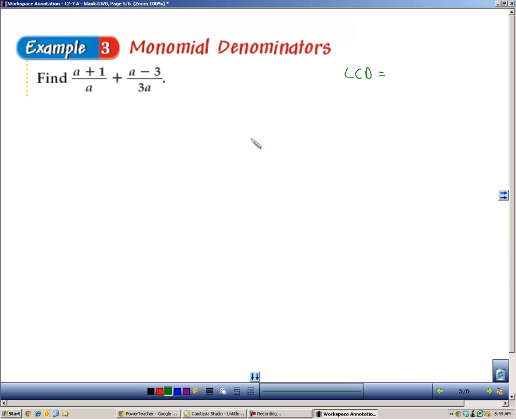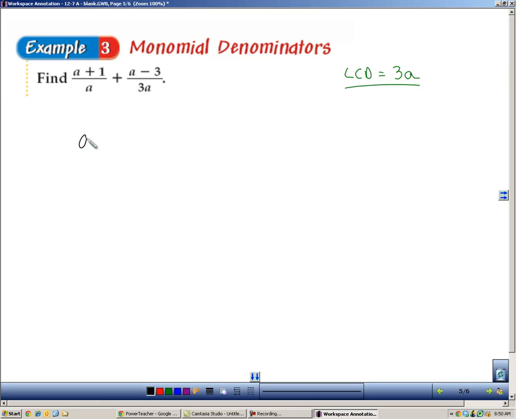The least common denominator, because these already have factors. The factor here is an a, and the factor here is a 3a. We're going to take every factor the maximum number of times that it appears. I see a 3, and I see 1a on the left and 1a on the right, so I'm going to take 1a. So it turns out that my least common denominator is 3a.